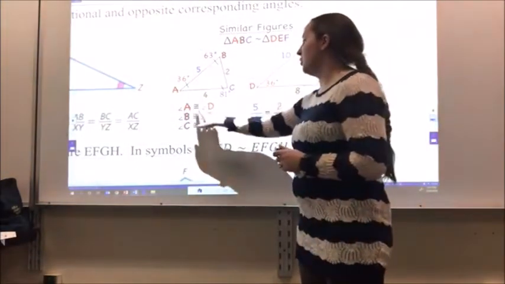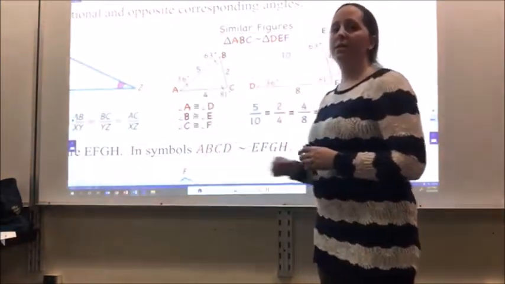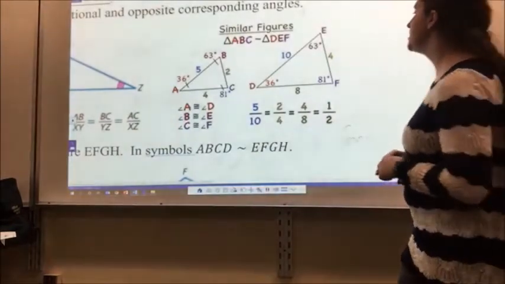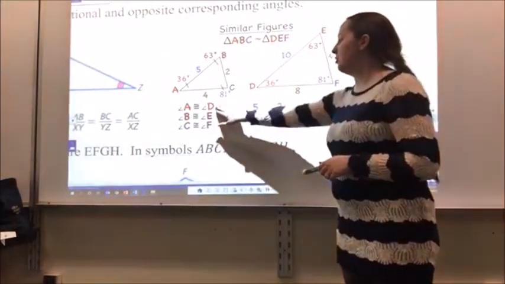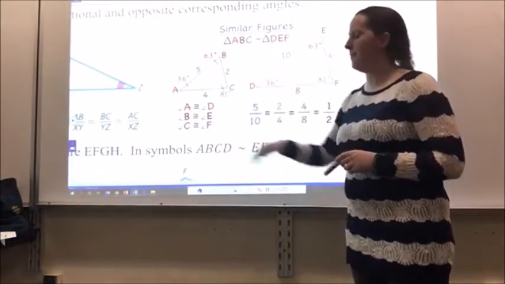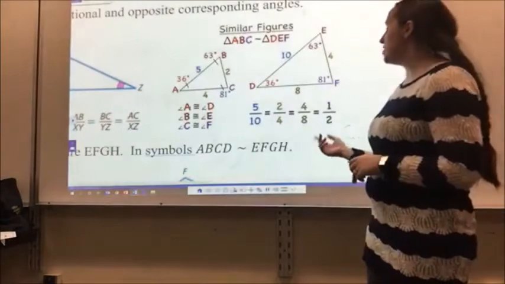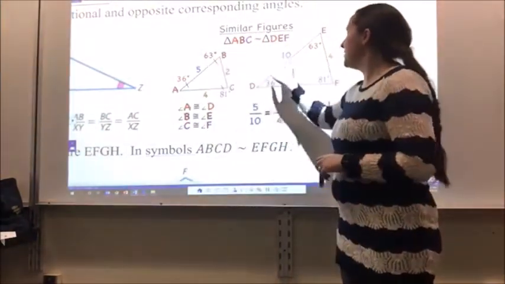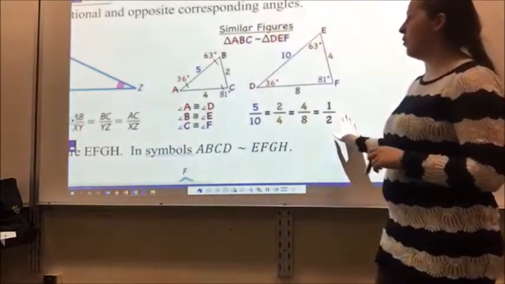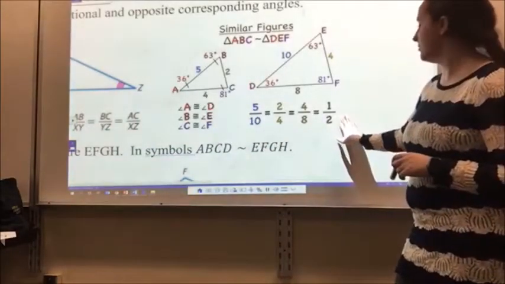So A is congruent, that's what this symbol means, the equal sign with the little squiggly on top, that's what congruent means. So A is congruent to D, angle B is congruent to angle E, angle C is congruent to angle F. My sides are all proportional, so 5 to 10, 2 to 4, and 4 to 8. They all equal 1/2, which is the scale factor.